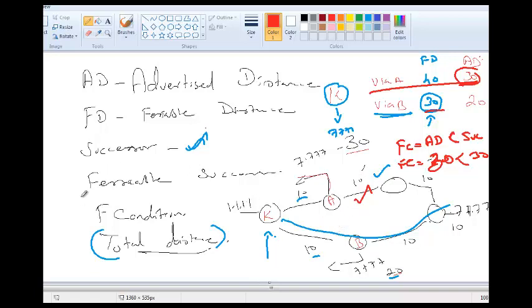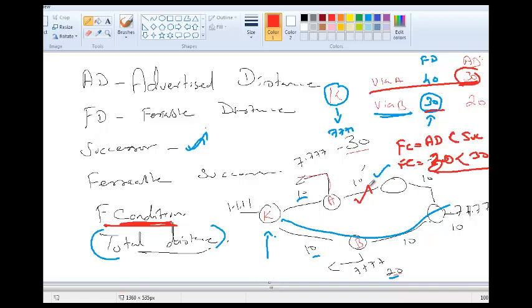So that is what the feasibility condition is. The feasibility condition is used by the DUAL algorithm to pick loop-free alternate paths. If this condition is not met, according to the DUAL algorithm there may be a chance for a loop, so it won't pick it.